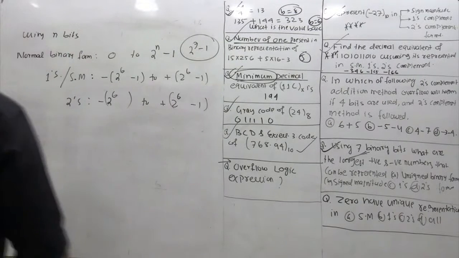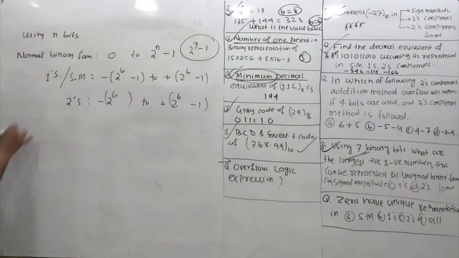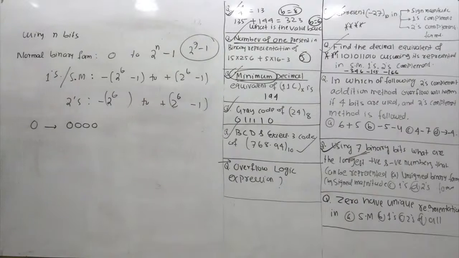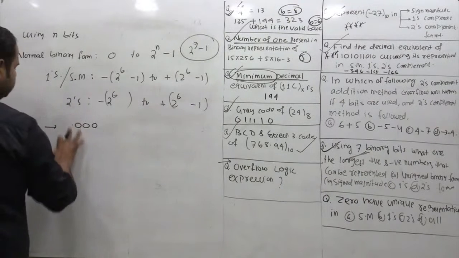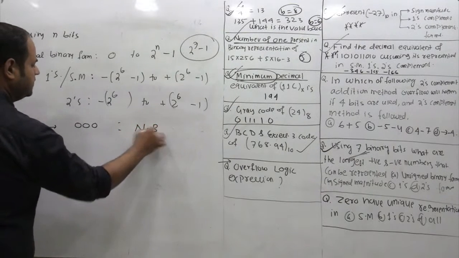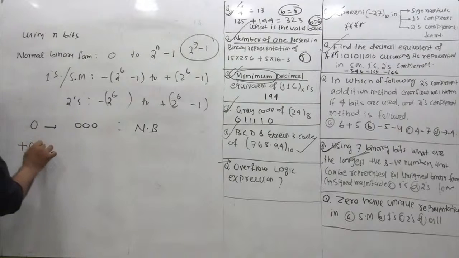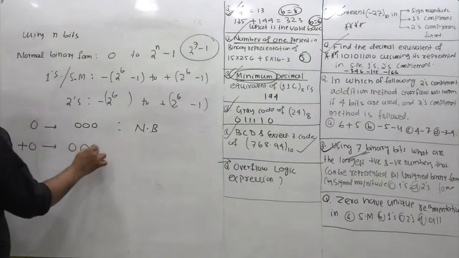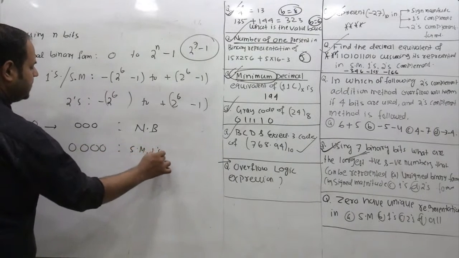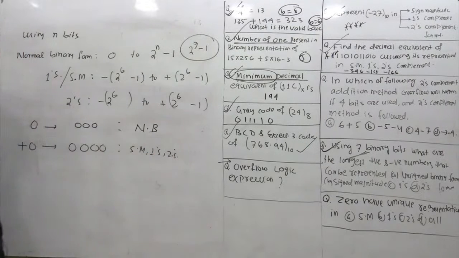See, actually there is a concept called plus 0 and minus 0. Suppose if I ask you to represent 0, for 3-bit cases, 0 is simply 0, 0, 0. This is in normal binary form. Now if I ask you to represent plus 0, for plus we'll add one sign bit 0, then we'll have triple zeros. So this is in sign magnitude, 1's and 2's, just like we have seen for plus 27.